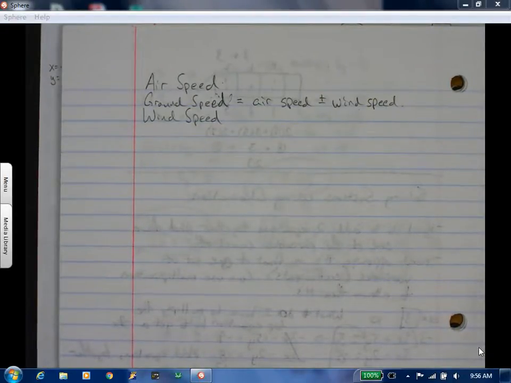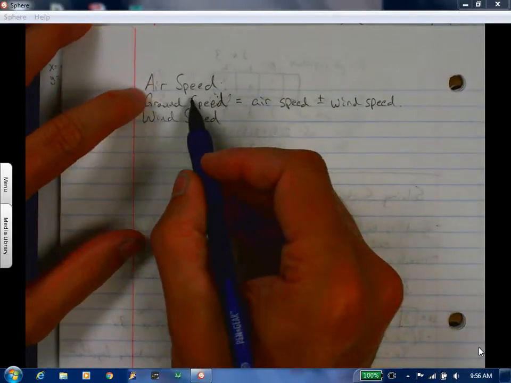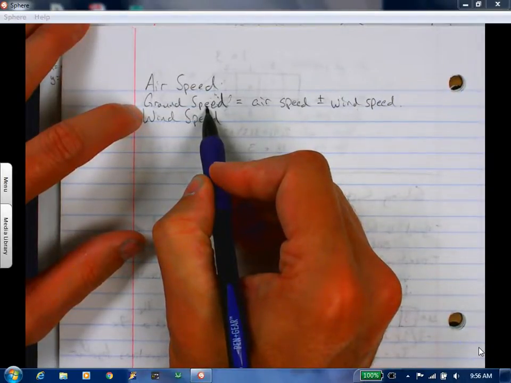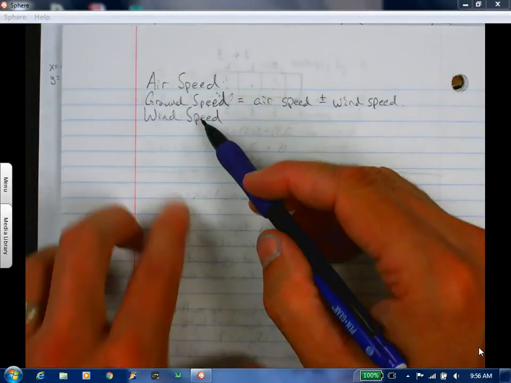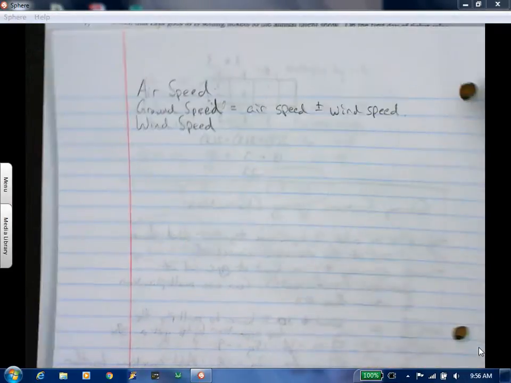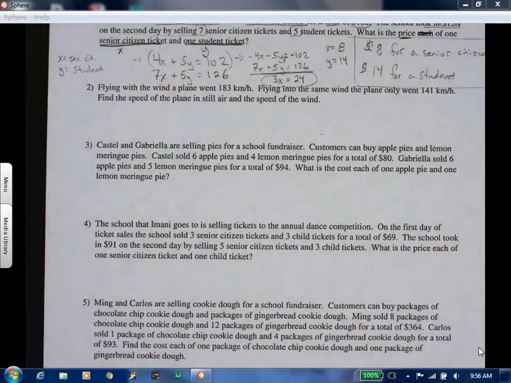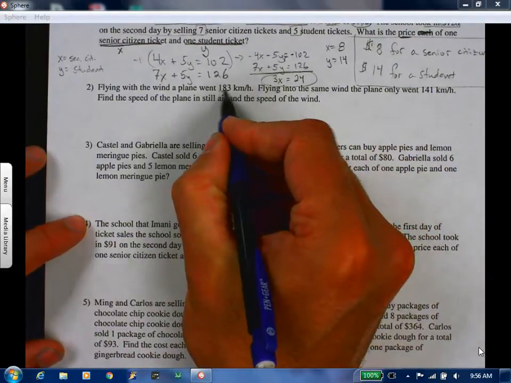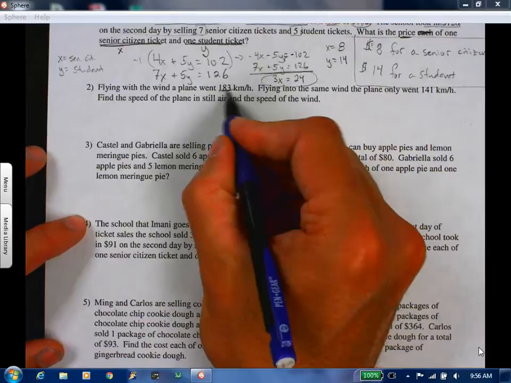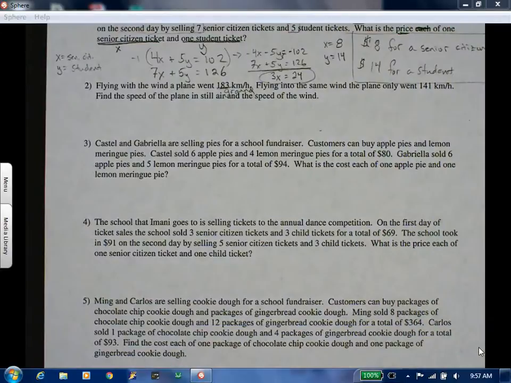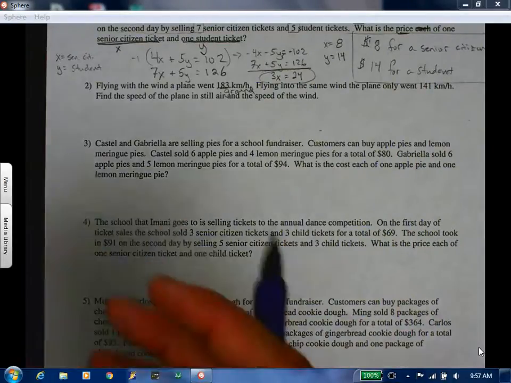Okay. So notice these are speeds, ground speed. So what kind of labels do we have for speed? Miles per hour, kilometers per hour. So ground speed equals airspeed plus or minus wind speed. Alright, long story short, let's look at this. Flying with the wind, a plane went 183 kilometers per hour. So is that a speed? Okay. Now this is a ground speed. So when they give you this rate right here, they're giving you a ground speed. So if you're flying with the wind, remember airspeed plus wind speed equals the ground speed.